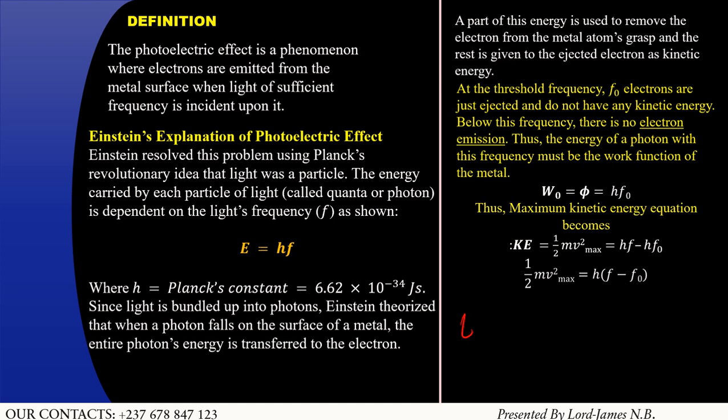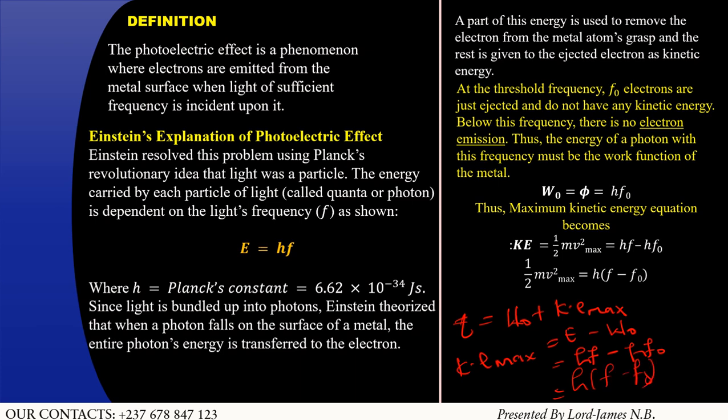So as we saw, E was equal to W naught plus Ke max. From here, making Ke max the subject, we have Ke max equal to E minus W naught. But what's the energy? This is the energy of the incident source of light, which is given by hf minus hf naught, since hf naught is the work function. So we can factor out the h into f minus f naught. So this is the maximum kinetic energy as shown here.